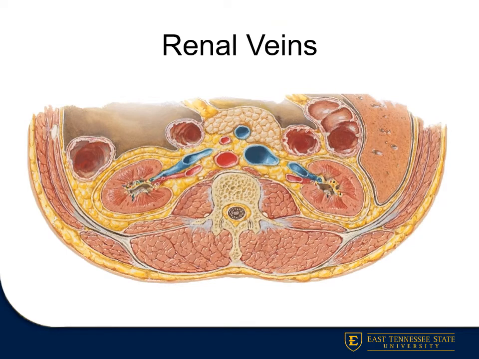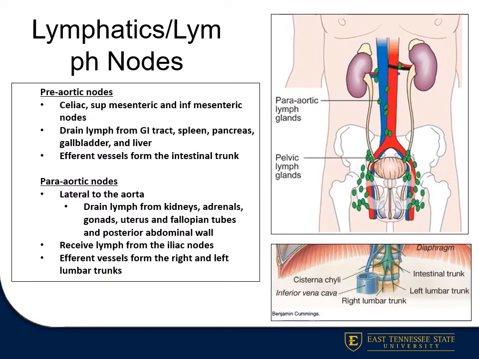And here's a cross-section just showing you the anatomy that we just discussed of the IVC with the left and right renal veins coursing over. Moving on to lymphatics and lymph nodes, we have preaortic lymph nodes and paraortic lymph nodes.